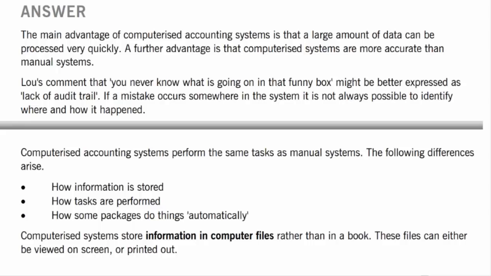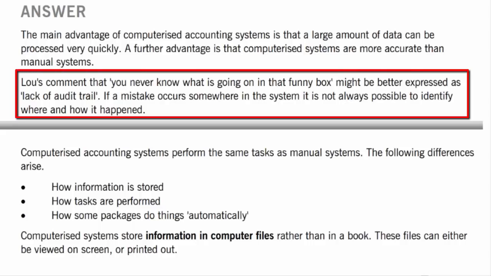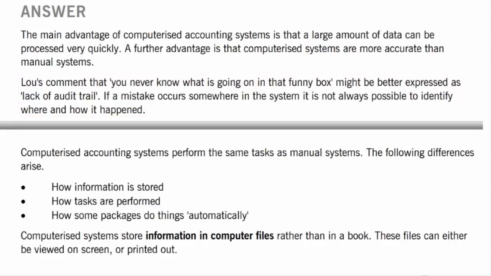Computers don't get tired. They don't make spelling mistakes unless the person types it wrong. They calculate things instantly. But hold on. Computer systems aren't perfect. There's a small issue called the lack of audit trail. Have you ever heard someone say, "You never know what's going on inside that funny box"? That means we can't always see what the computer is doing behind the scenes. If something goes wrong, like a wrong balance or a missing transaction, it's sometimes hard to know where the mistake happened or who did it. That's what we mean by lack of audit trail. So that's one risk of using a fully computerized system.